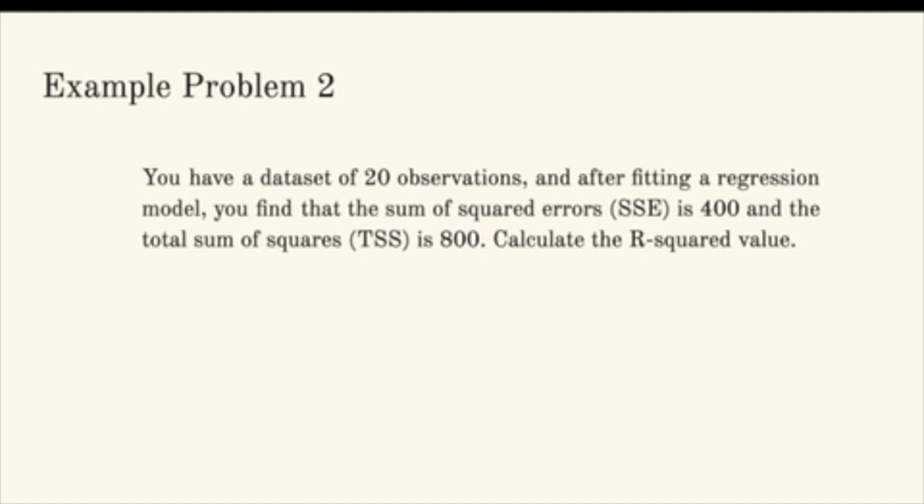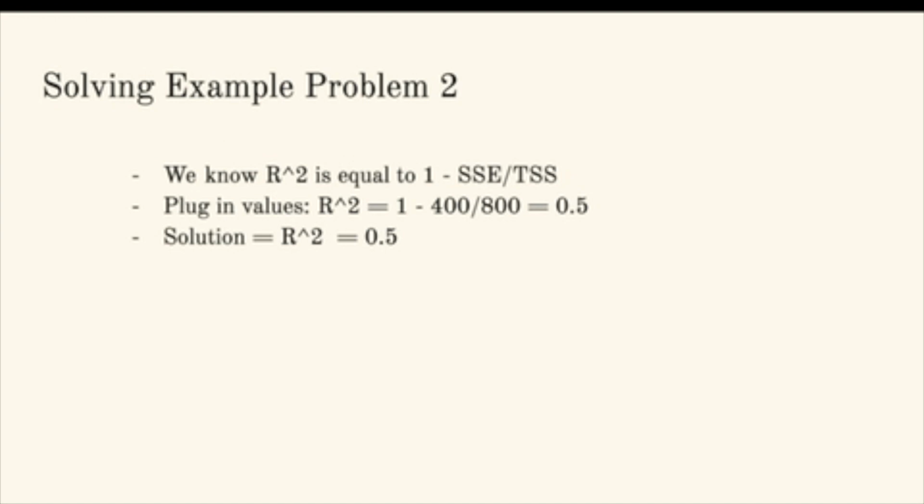The solution: the total sum of squares is equal to 8,333,333.33. Example problem 2. If you have a data set of 20 observations and after fitting a regression model, you find that the sum of squared errors is 400 and the total sum of squares is 800. Calculate the r-squared value. We know r-squared is equal to 1 minus SSE divided by TSS. We plug in the values. R-squared is equal to 1 minus 400 divided by 800, which is equal to 0.5. Solution: r-squared is equal to 0.5.